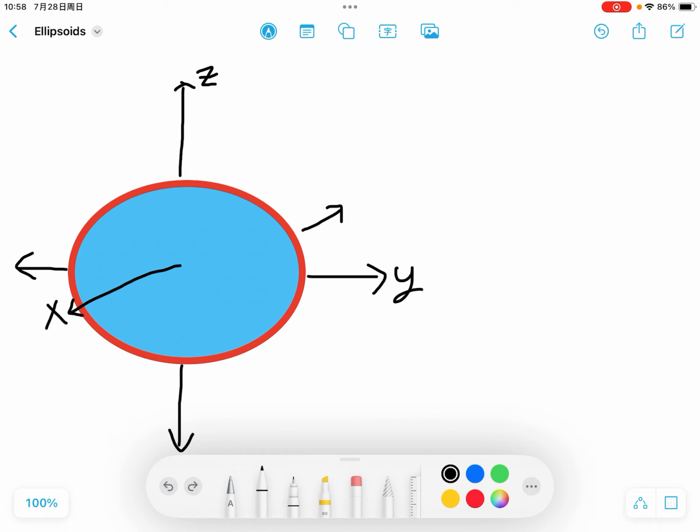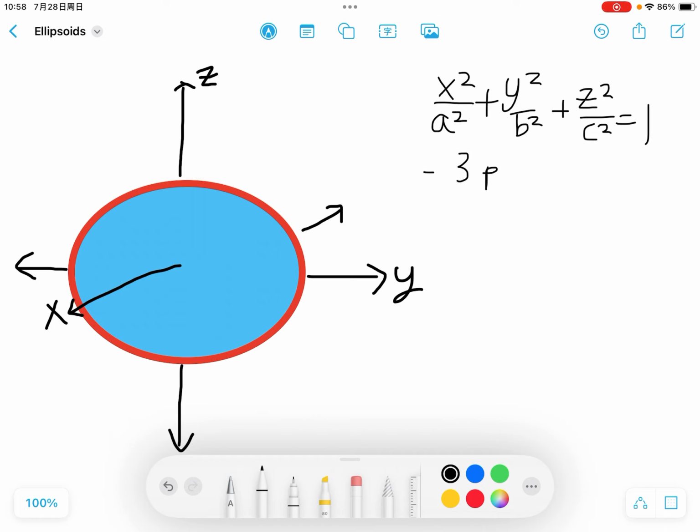So basically, now let's look at the equation. We have x squared over a squared plus y squared over b squared plus z squared over c squared, which is equal to 1. So that's an equation of the typical ellipsoid. And here, the difference, if you can already spot it, is that we have 3 positive terms. You can say 3 positive coefficients, so all 3 terms have a plus sign in front of them.